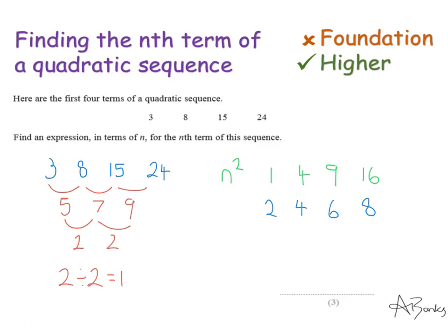How do I find the nth term of that? Well, it's going up in 2's, so it's 2n. And the difference between the 2 times tables and this is 0. I could put plus 0, but I don't need to.